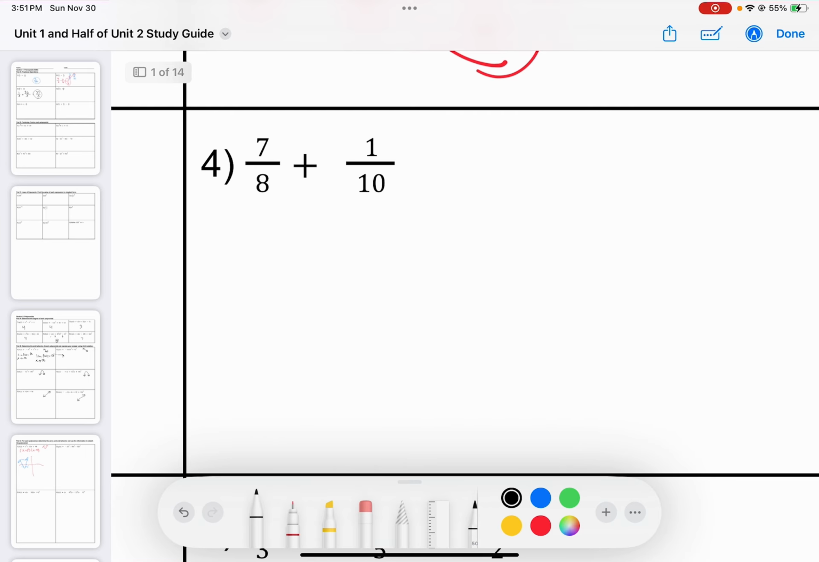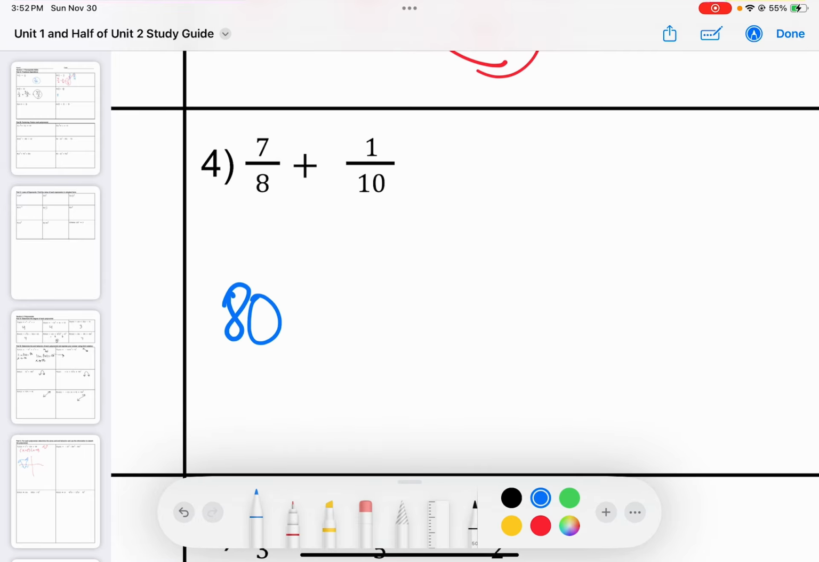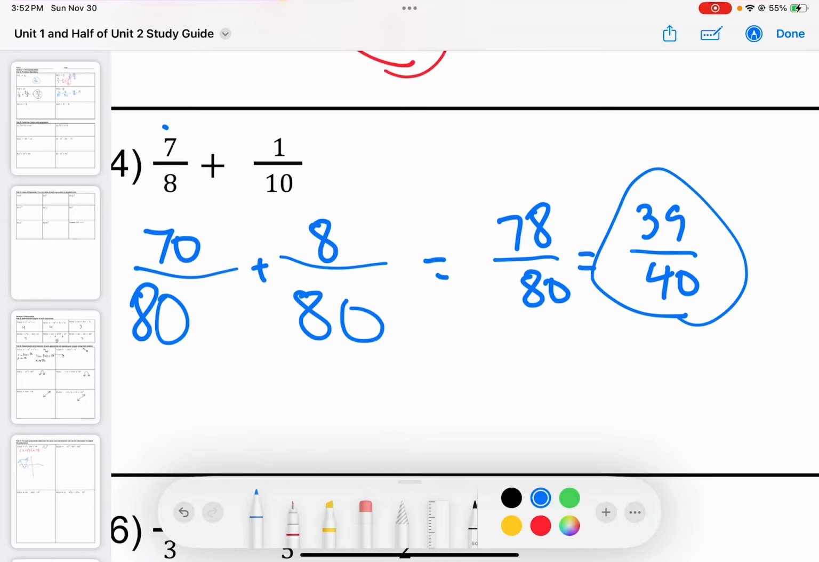7/8 plus 1/10. Okay, well, let's make common denominators. Again, the least common multiple here is 40. Hopefully, eventually, you just get good at seeing it. But if you make it 80 on the bottom, that's fine too. You just have to simplify at the end. So 7 times 10 is 70. 1 times... this is an 8. And we get 78 over 80, or what does that simplify to? 39 over 40.